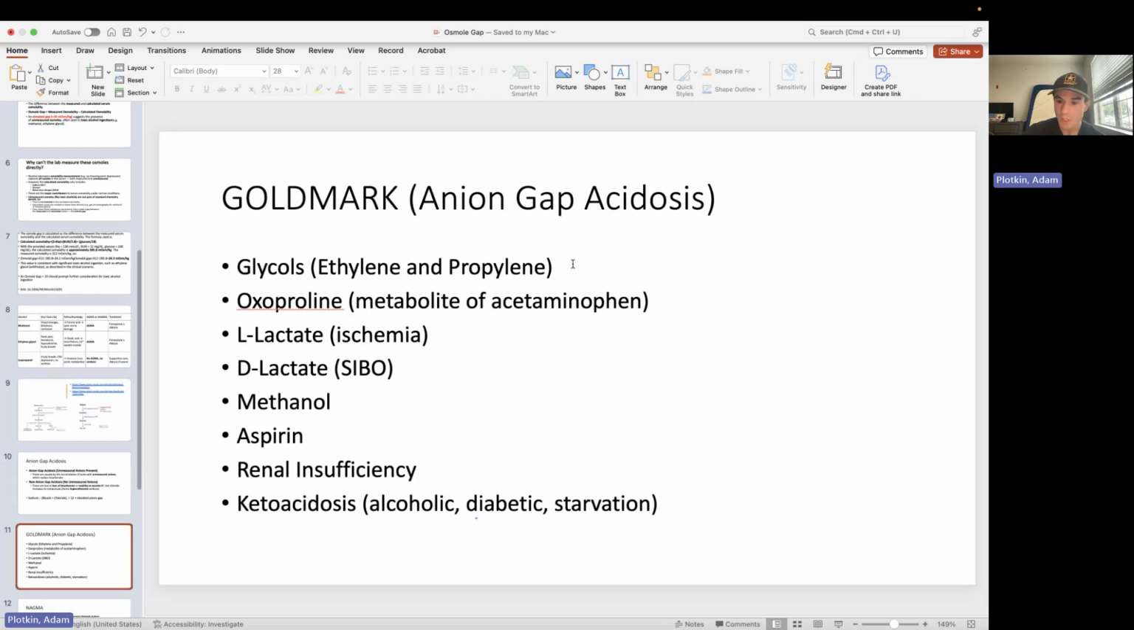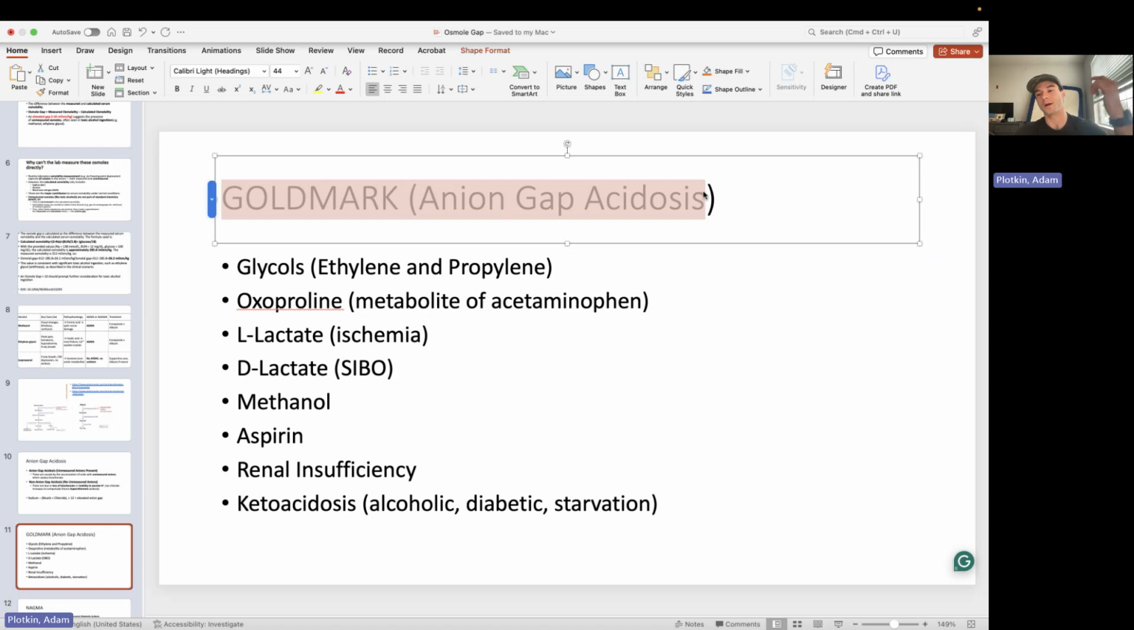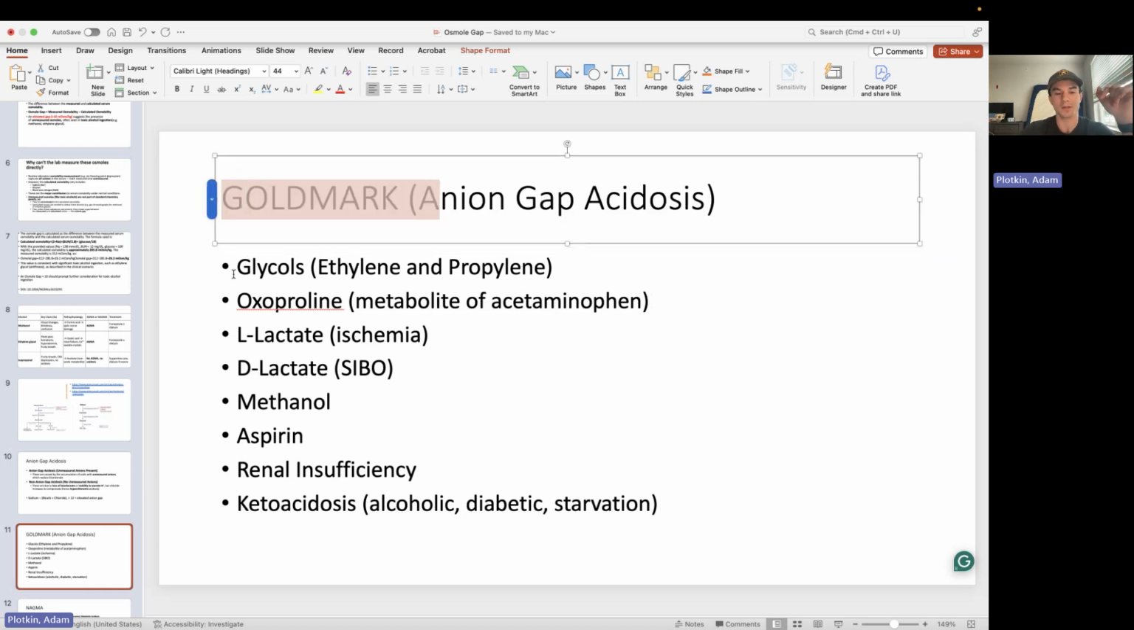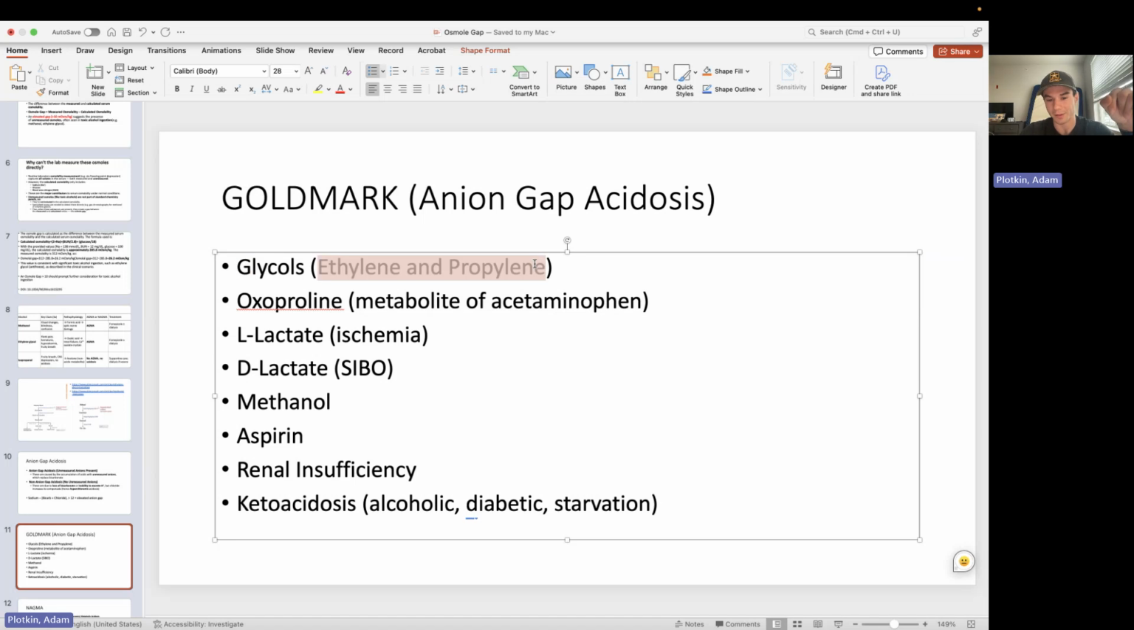All right. Causes of metabolic acidosis, you may have remembered MUDPILES. MUDPILES is long gone. If you're still using that, get with the times. Come on, let's go. So the new mnemonic is GOLDMARK. And in GOLDMARK, the G stands for glycols like ethylene and propylene. Your O is oxoproline, so that's a metabolite of acetaminophen.